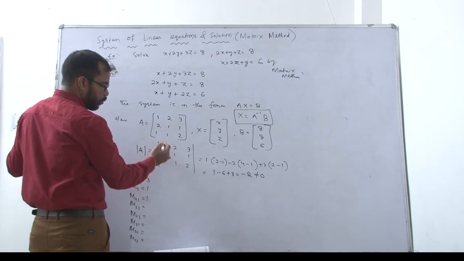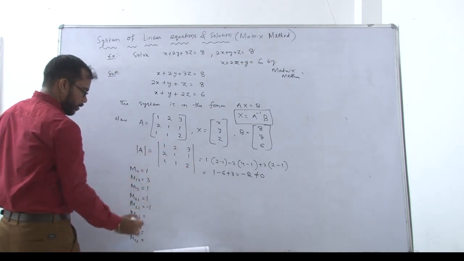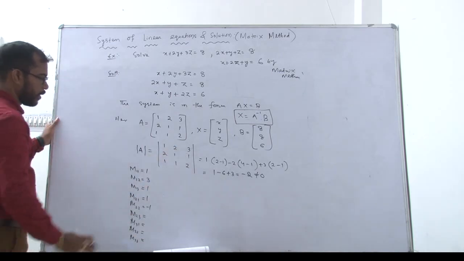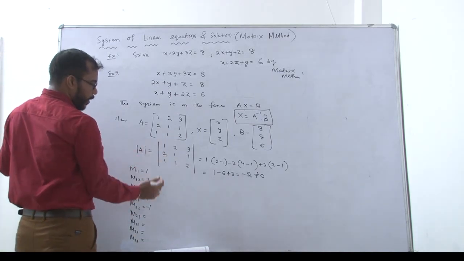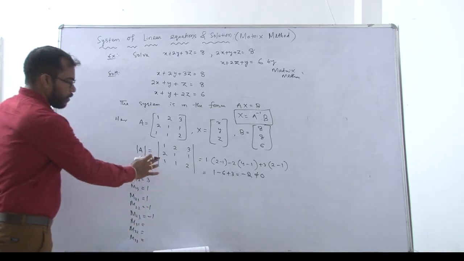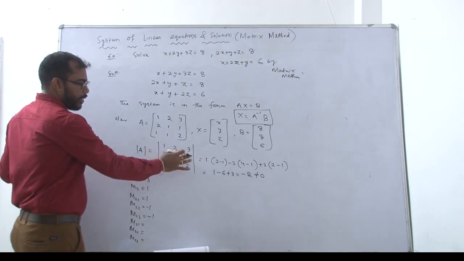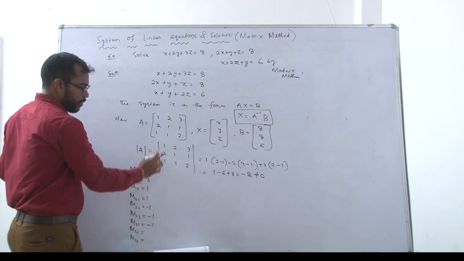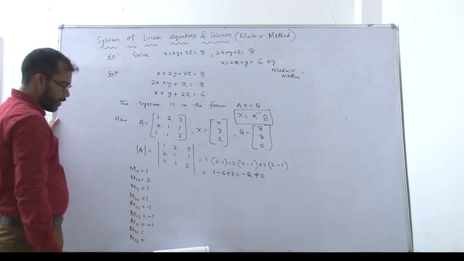If you delete it, then 2 minus 3, that is minus 1. M23. This is the value of M23. If you delete these values, then 1 minus 2, that is minus 1. M31, this is the position. If you delete it, then 2 minus 3, that is minus 1.